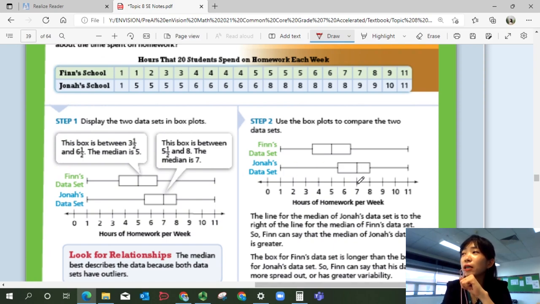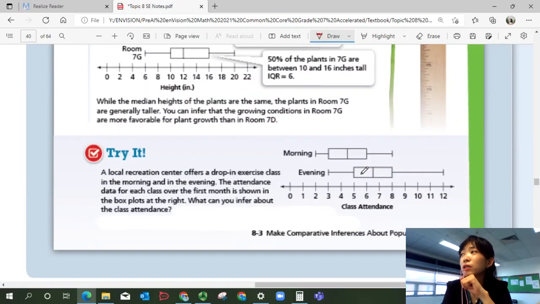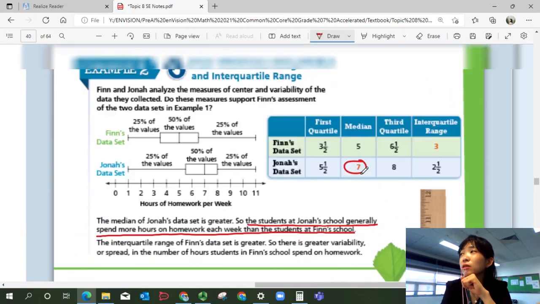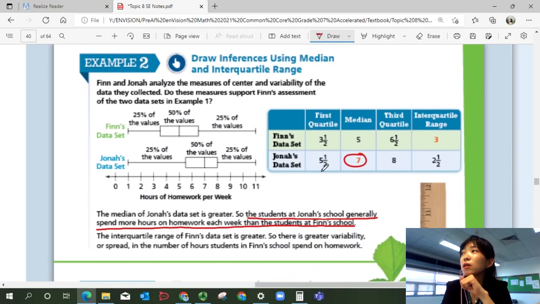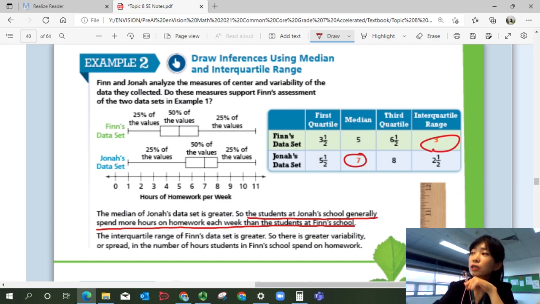Yeah, Jonah's data set here also has a higher median than Finn's data set. So you can say that it goes along with each other. The IQR of Finn's data set is greater, which means the data in Finn's data set would be more varied. So there is a greater variability or spread in the number of hours students in Finn's school spend on homework, and it goes along with example 1.